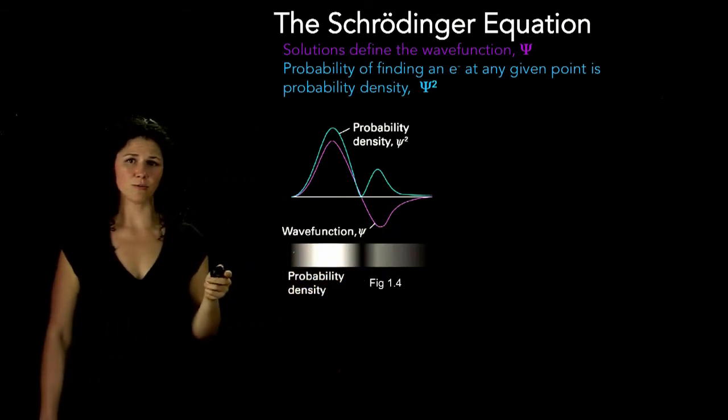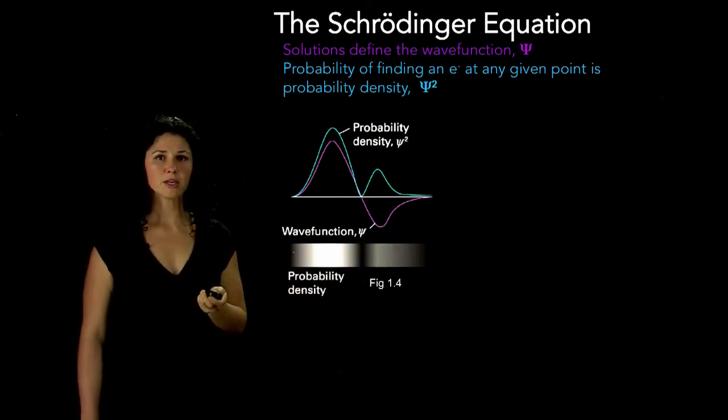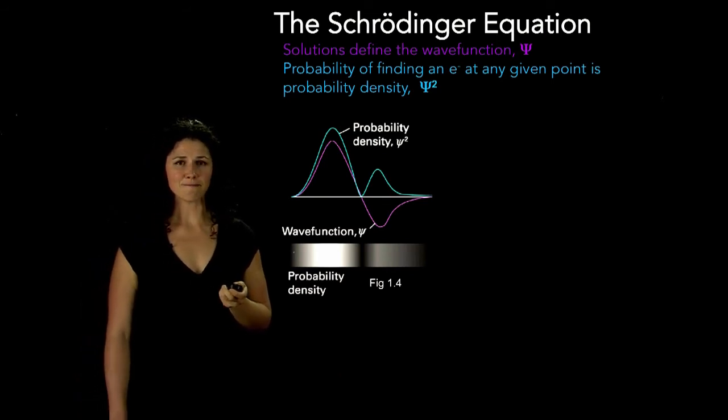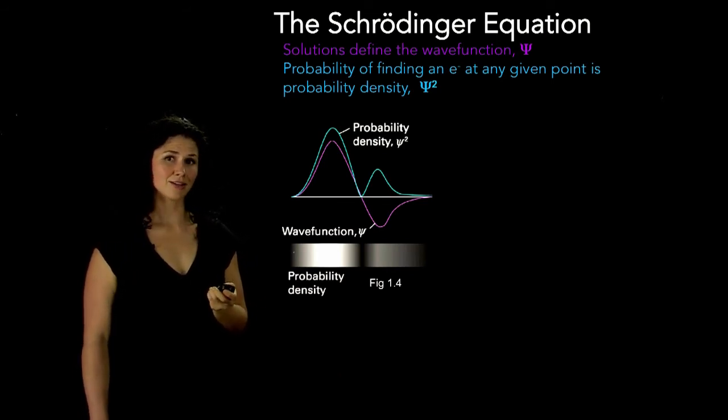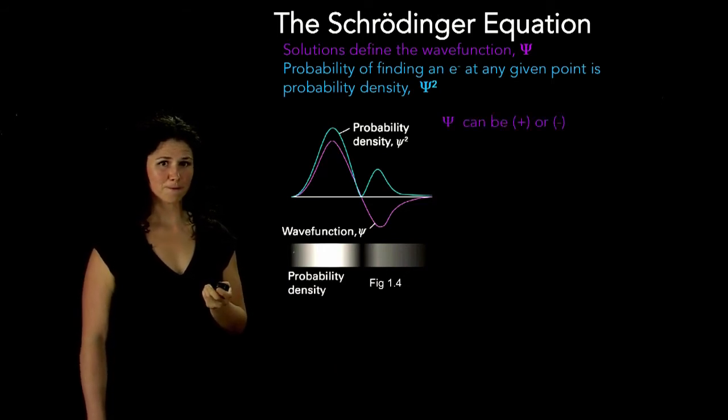And this is figure 1.4 in your textbook for reference. So the probability of finding the electron is the probability density, not the wave function. The probability density is simply the wave function squared.